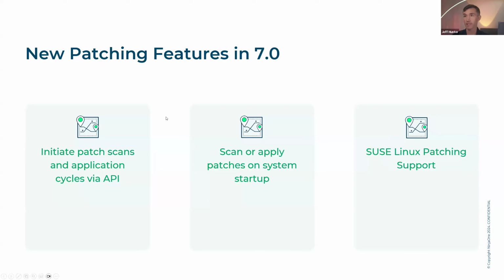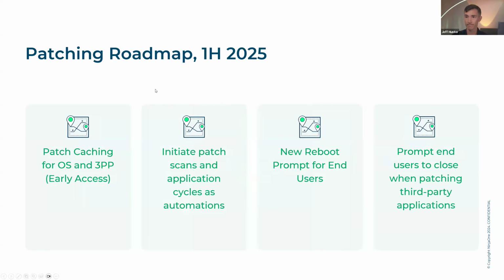Now that's the 7.0 release. Let's look beyond that. Let's look into the rest of 2025. What does the first half look like? First of all, patch caching for first third-party applications and then operating systems. We're going to see that start to roll out into early access.